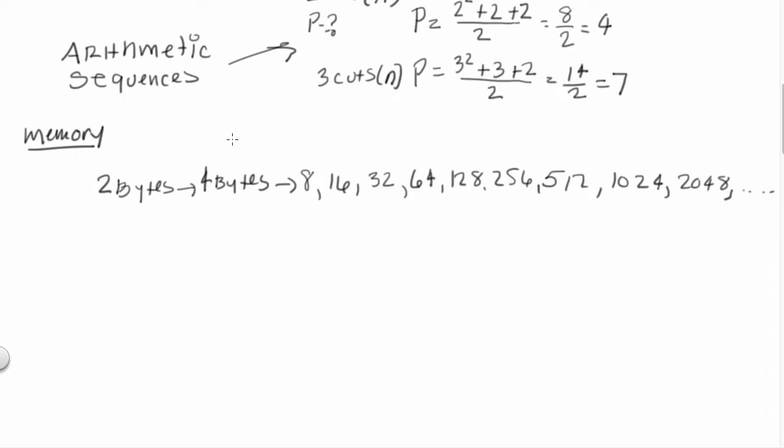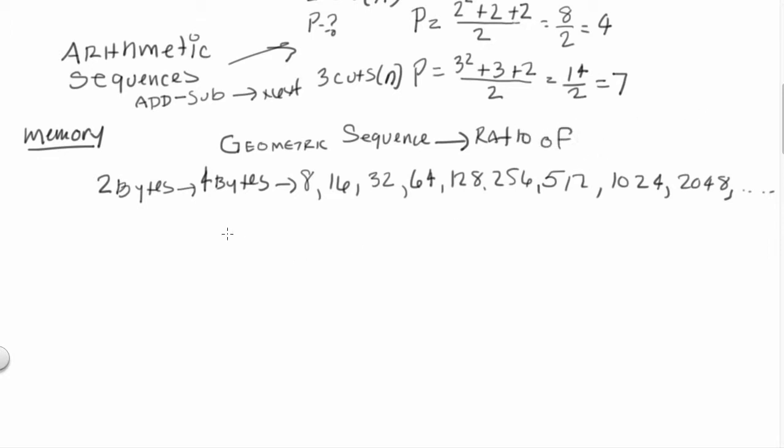These here are called geometric. In a geometric sequence, it's unlike arithmetic sequences. You can tell arithmetic sequences because usually the difference between the numbers is added or subtracted. So you can add the same number to get to the next number, or add or subtract to get to the next number. This one is usually a ratio of the numbers.